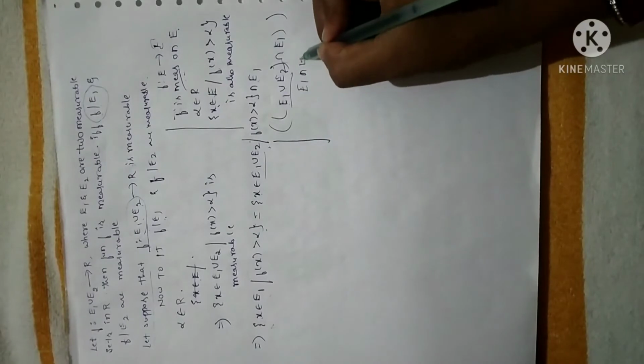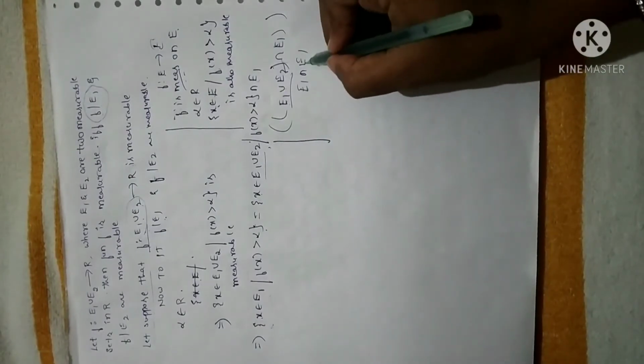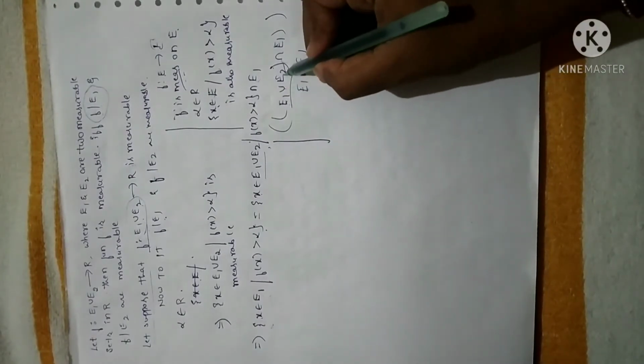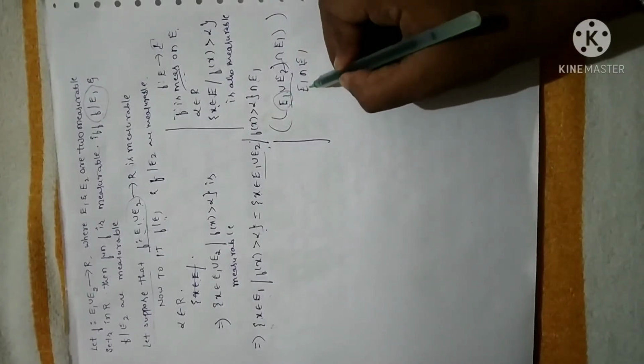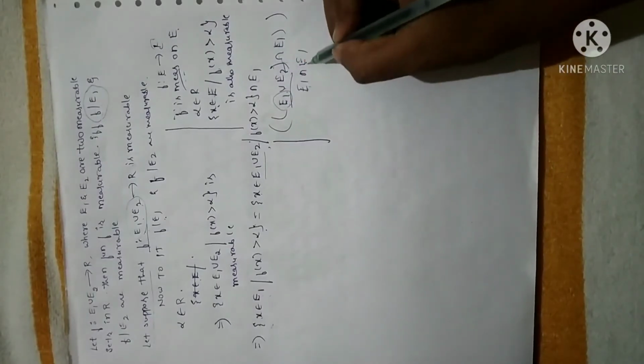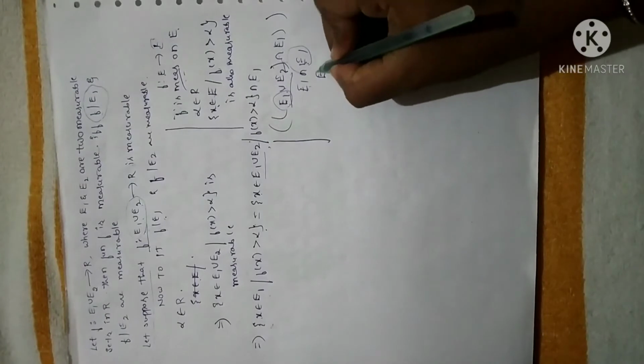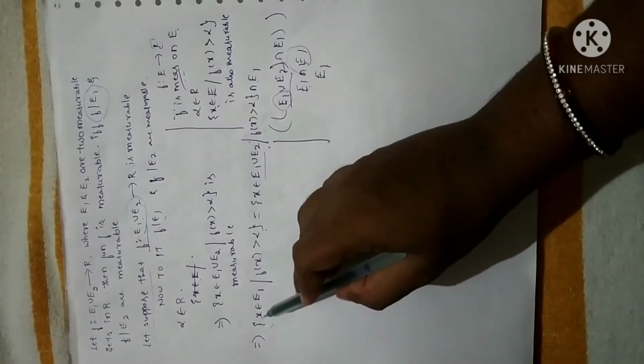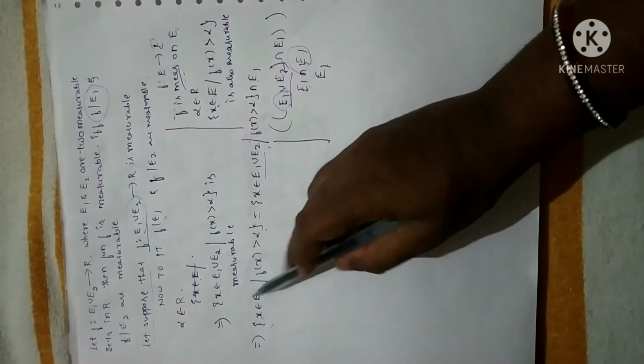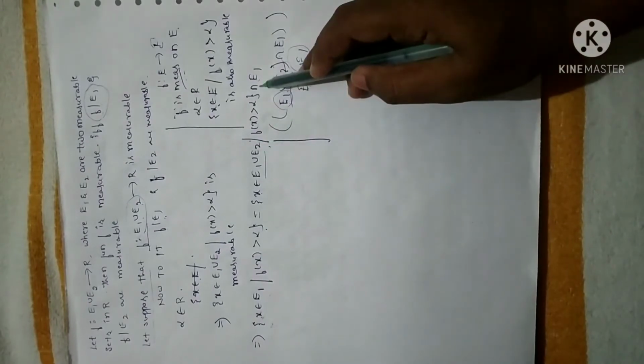E1 intersection E1. When you're going to take the union, you have to take the first element as per that I have written. When I'm going to take the intersection, you have to write the second element, so you will get E1 only. So I have rewritten the statement x belongs to E1 as (E1 union E2) intersection with E1.